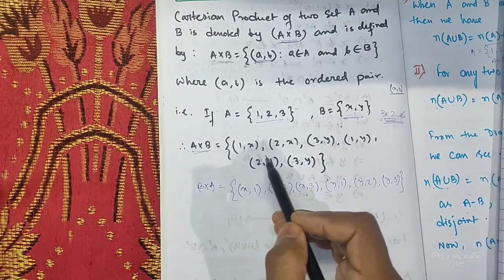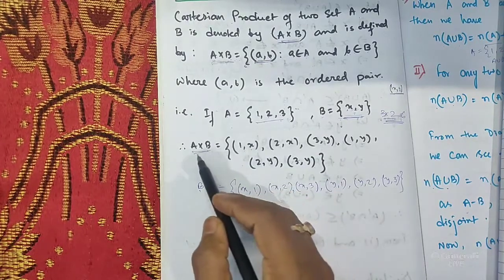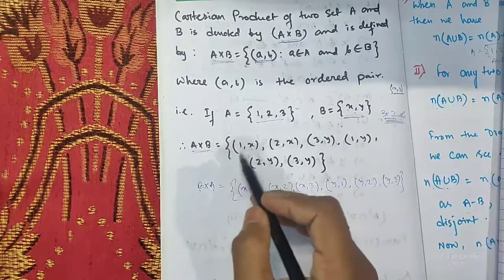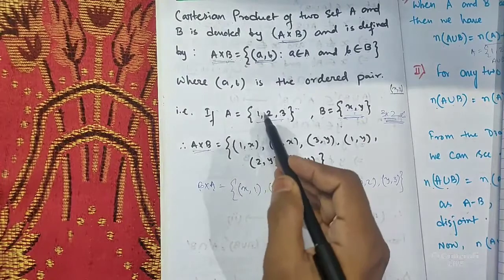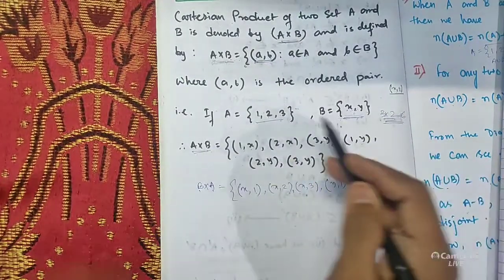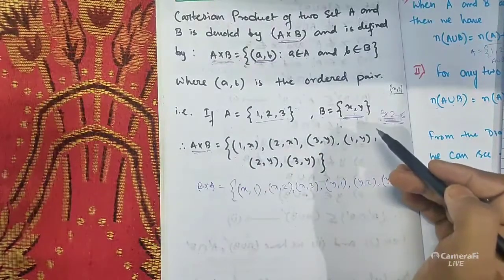Yes, I will explain it again. So A cross B is the collection of ordered pairs. Now here how will we form the ordered pair? The first element comes from the first set and the second element comes from the second set. See this example. First see the example, then do the definition.